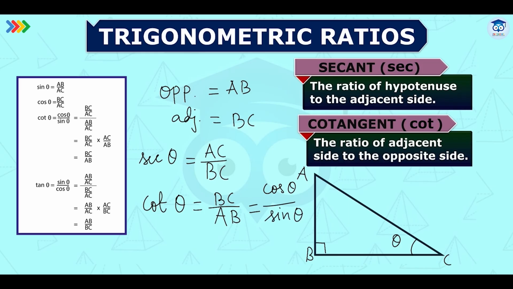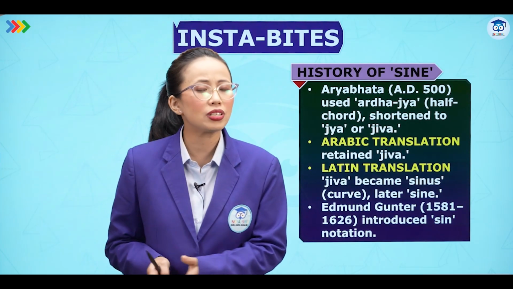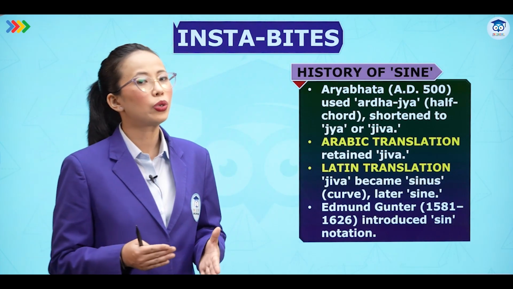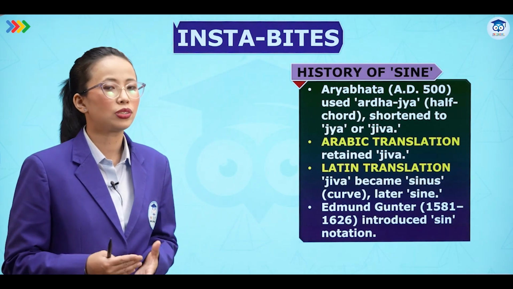And now we have tan theta. We know that tan theta is nothing but opposite upon adjacent. So, here we have opposite is AB and adjacent is BC. From this, we can see that tan theta and cot theta are reciprocal to each other. So, tan theta can be also defined as sin theta upon cos theta. These are the basic trigonometric ratios, and we are going to solve a few sums based on this.